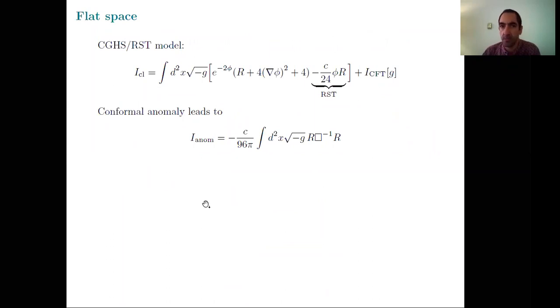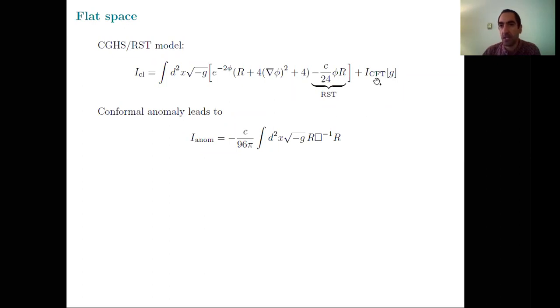And there aren't really going to be very many, well, in my opinion, there aren't really any surprises. But you have to be a little bit careful in the computations. So why did I write CGHS/RST model? Well, they're very closely related. The CGHS model is this piece of the action here. There's a dilaton that enters exponentially, and you have a Ricci curvature term, a kinetic term, and a cosmological constant term.